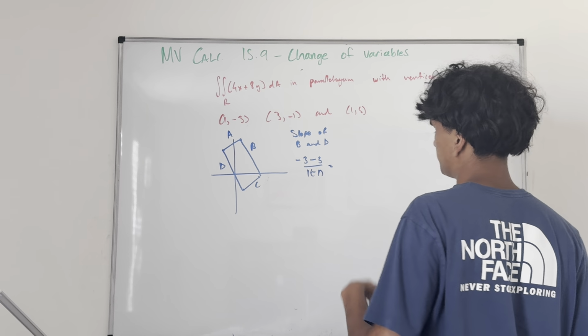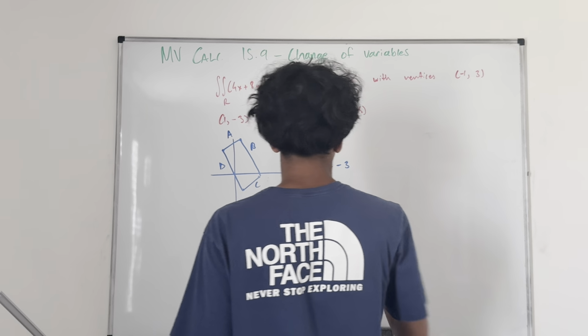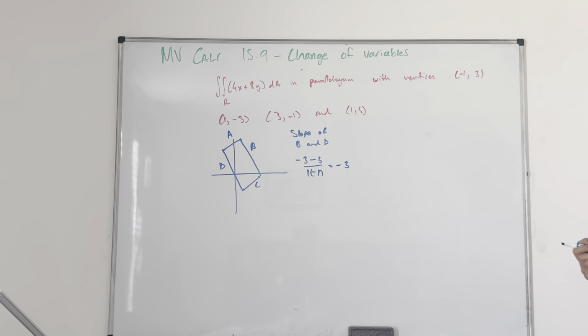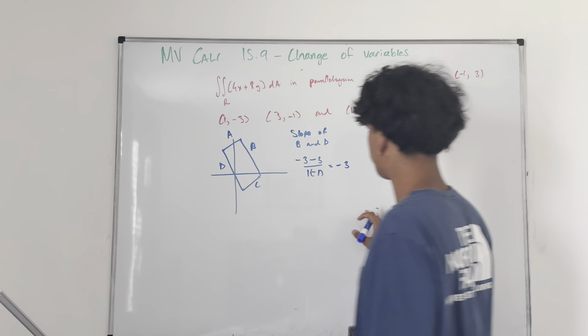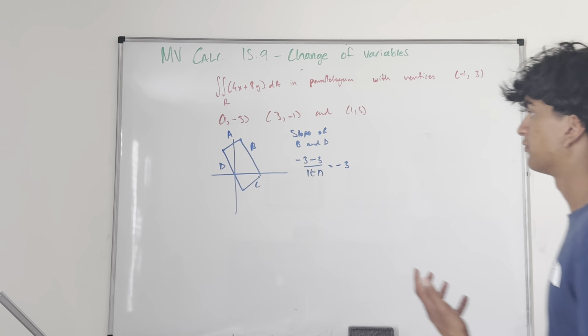So this is -6/2. This just becomes -3. So this slope right here is -3.